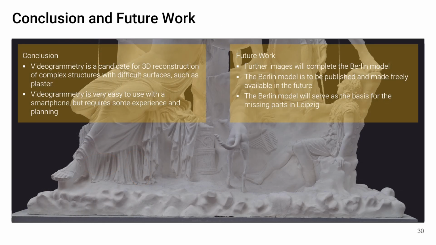In summary, it can be said that videogrammetry is a candidate for 3D reconstruction of complex structures with difficult surfaces, such as plaster. It is very easy to use with a smartphone, for example, but requires some experience and planning. The following can be said about future work. Further video sequences will be added to complete the Berlin model. It will be published and made freely available in the future and will serve as the basis for the missing parts in Leipzig.